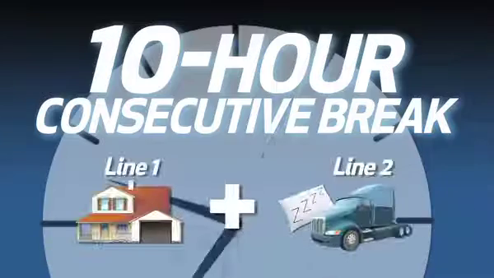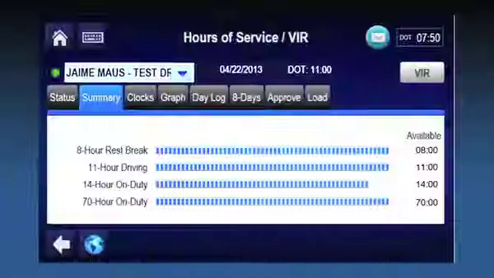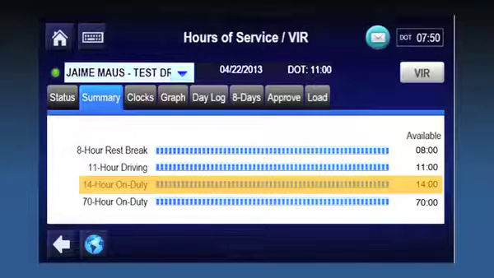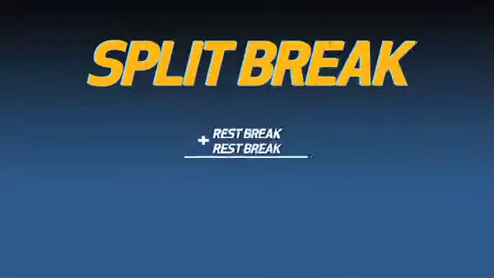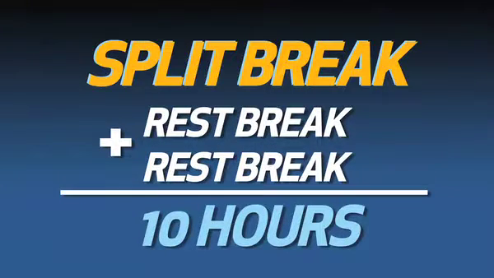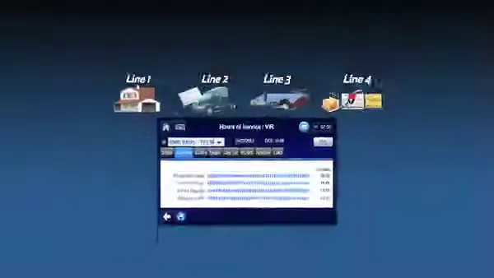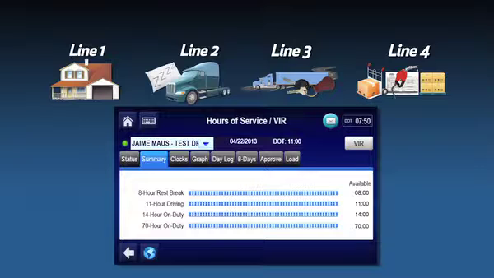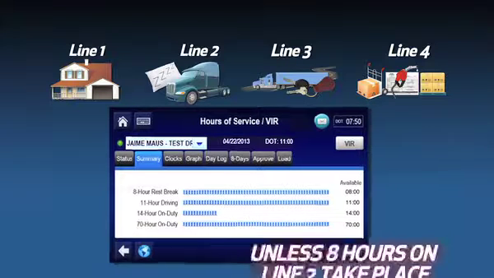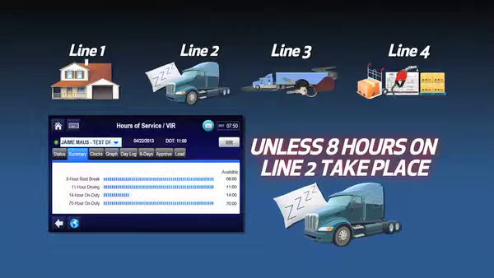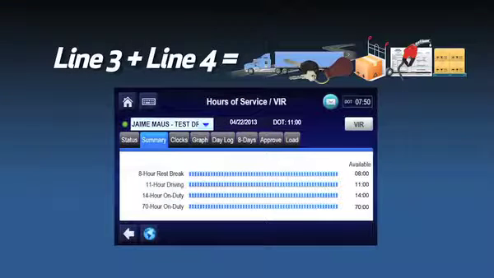A consecutive 10-hour break on line 1 or line 2 will allow you to get all hours back on the 14-hour rule. You may also take a split break to get part of your hours back on this rule as well. All line 1, 2, 3, and 4 time counts against this rule, unless 8 hours on line 2 take place. Lines 3 and 4 start the 14-hour clock.